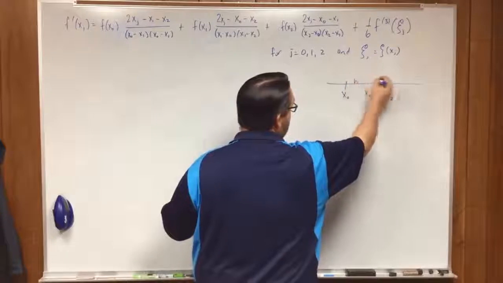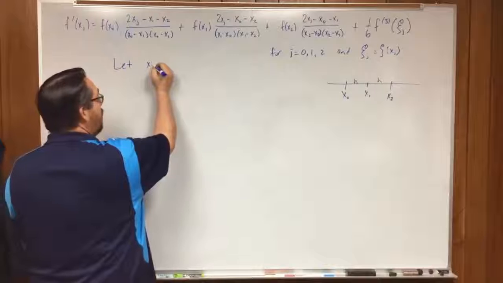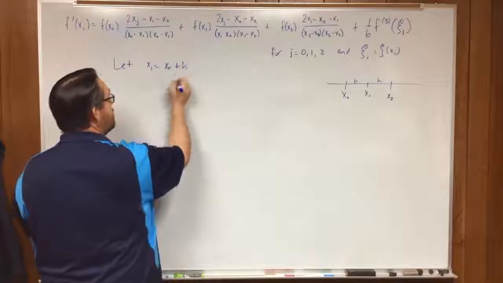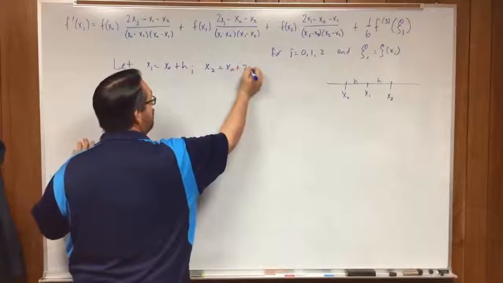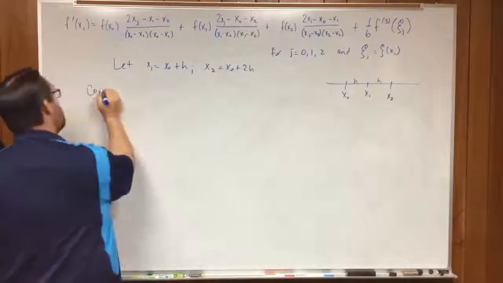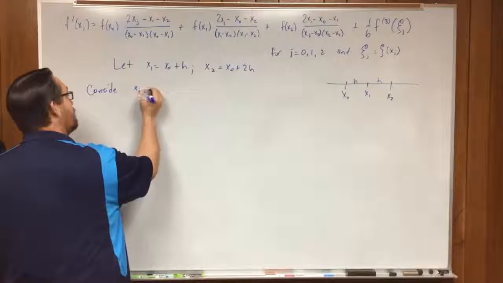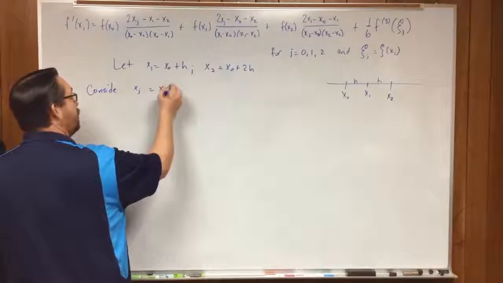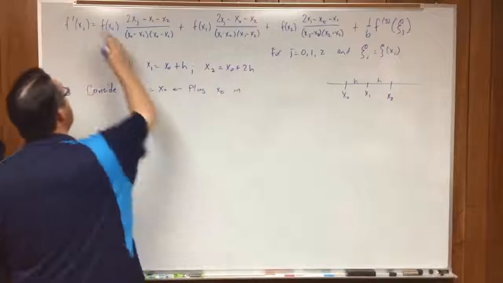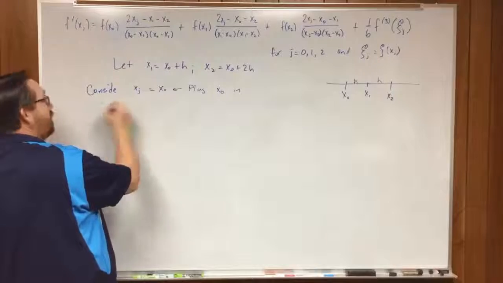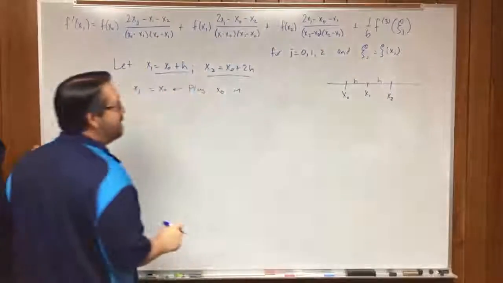Keep in mind the difference here is still h, so then we can let x1 be x0 plus h, and x2 is x0 plus 2h. So consider then what happens if we let xj be x0. So we're going to plug x0 in, and by the way, plug these in as well. So all of these turned out to be things that have h's in them.